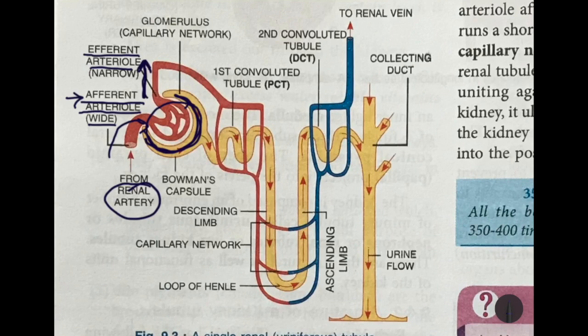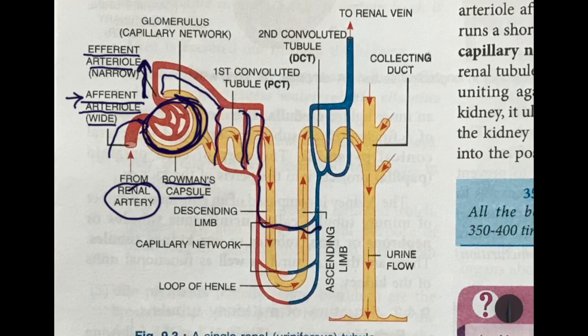Here in the Bowman's capsule, the capillaries form what is known as the glomerulus, which fits very closely inside the Bowman's capsule. The reuniting capillaries reunite and form the efferent arteriole, and it comes out. The efferent arteriole, after coming out from the Bowman's capsule, runs a short distance, here you can see, and breaks up into a secondary capillary network which is known as the vasa recta, which surrounds the renal tubule.